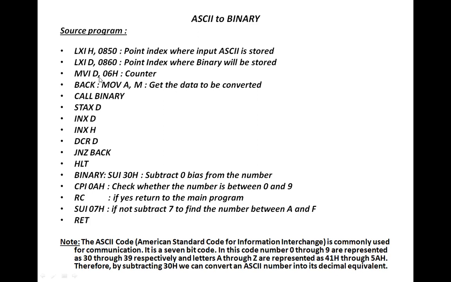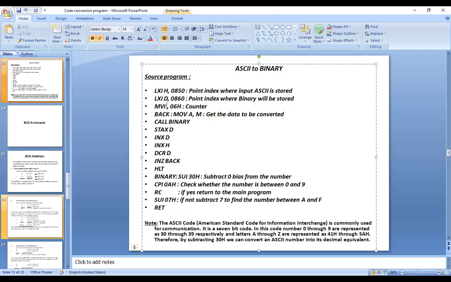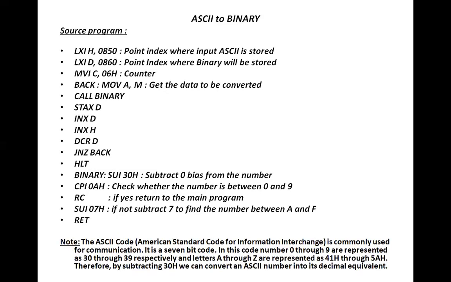Now something went wrong. Here it should be C. So the C register will be used as a counter. With this, we are starting by getting the first data which is required to be converted. Now this data is in the ASCII code and it is copied into the accumulator.